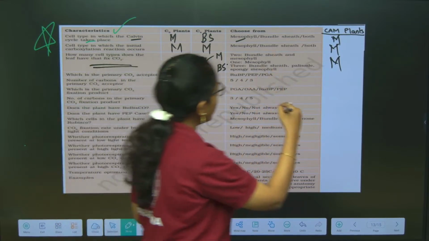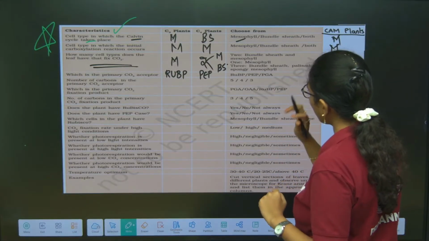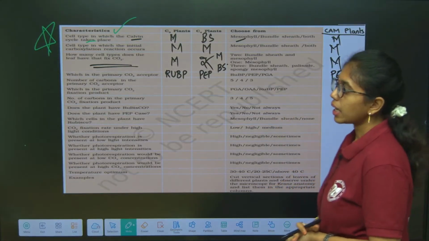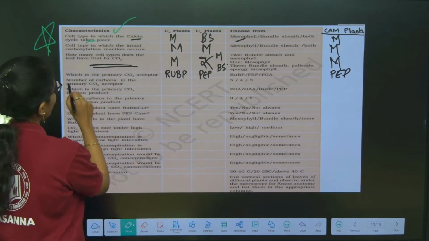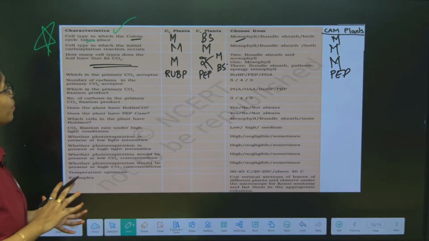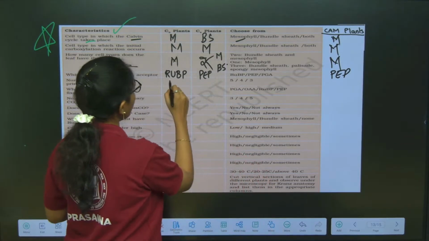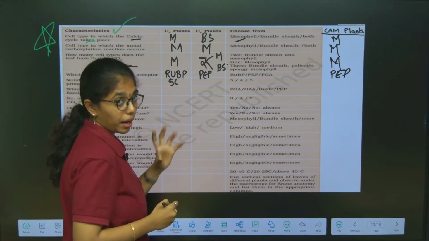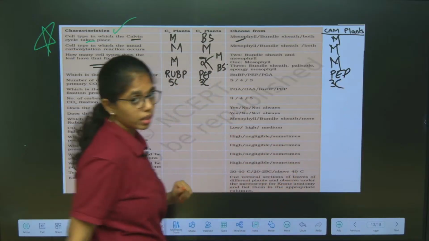Okay. And here in CAM plants also it is phosphoenol pyruvate only. Primary carbon fixation. Number of carbons in the primary carbon dioxide acceptor. In RuBP, the number of carbons is 5. Here it will be 3 carbons. Here also it is 3 in CAM plants.